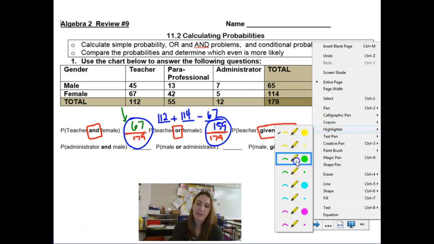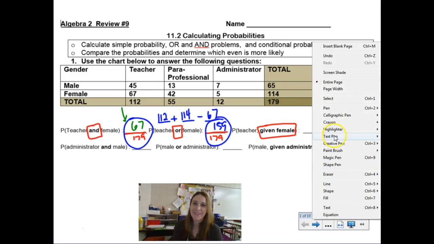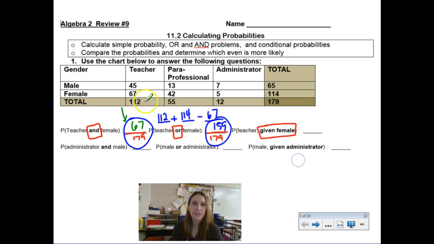So if I grab my highlighter here, that means right here. Oh, not there. Try again. Come on, highlighter. There we go. Ah, so much better. Oh, it corrected. Look at that.